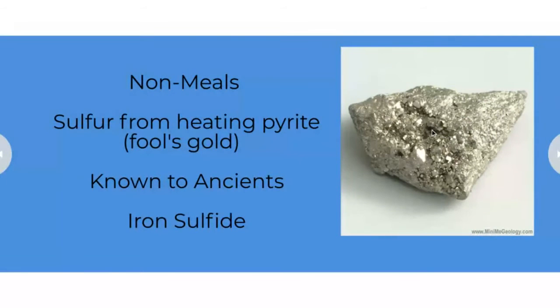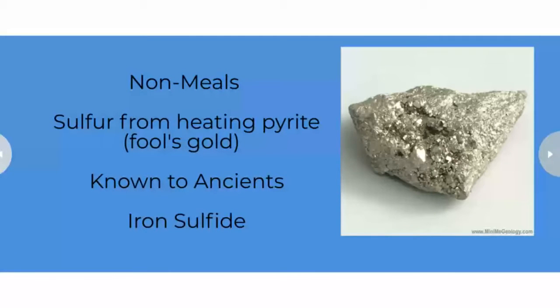Here is a mineral substance known as pyrite. It's got a kind of goldish hue to it, so it has another common name, fool's gold. Now, this is how sulfur was found. You take this and heat it, you can evaporate the sulfur and collect the sulfur from heating this rock, pyrite.